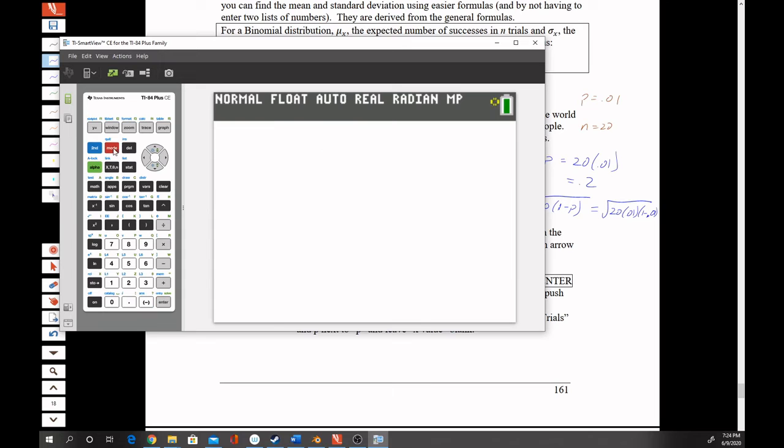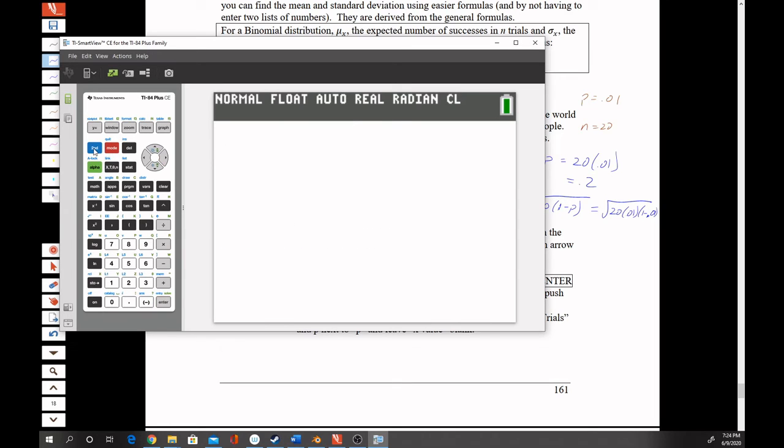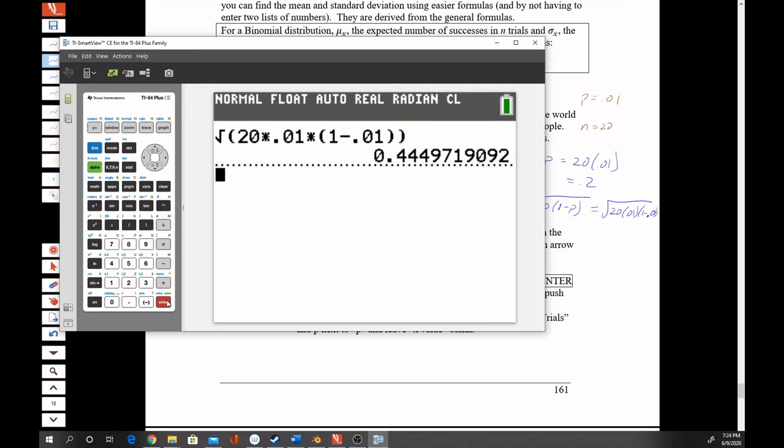Okay, if your calculator is set up a little bit differently, maybe it's an older one, when you put the square root in, you have to make sure that you close both sets of parentheses. Okay, so we get 0.445.